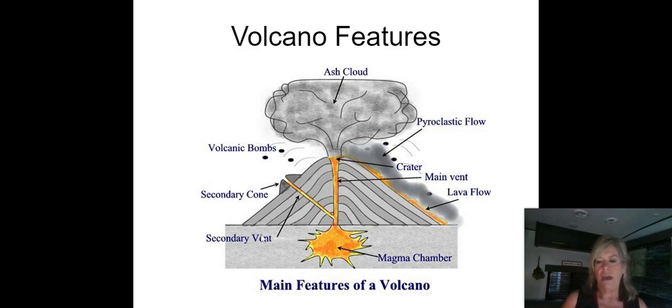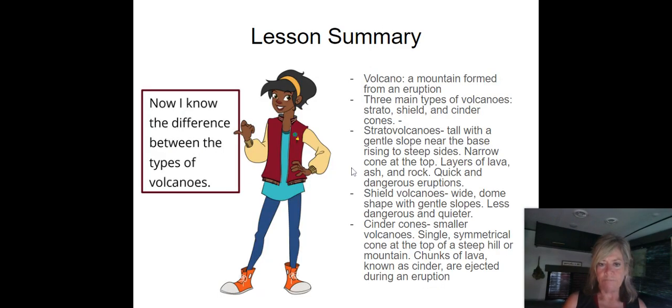Then you also have the volcanic bombs, which are chunks of rock. Remember, this is a violent explosion. And so that's what casts off these things at the same time as the ash cloud, the pyroclastic flow, and then the lava flows. And then finally, the magma chamber, which is where all the lava is as magma, because it's magma until it leaves the surface of the earth and then it becomes lava.